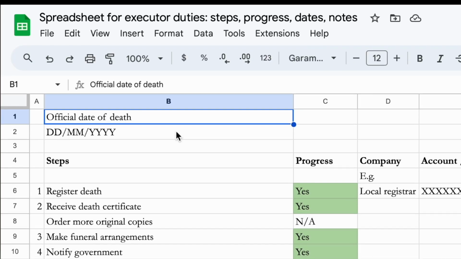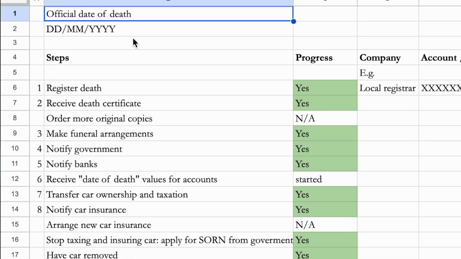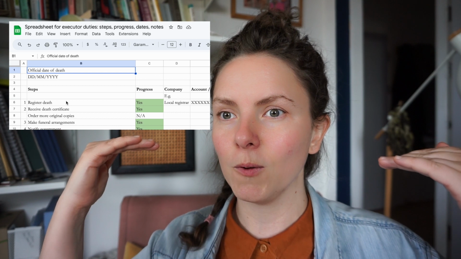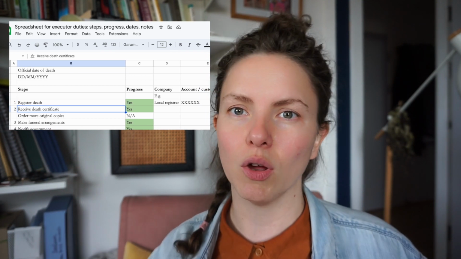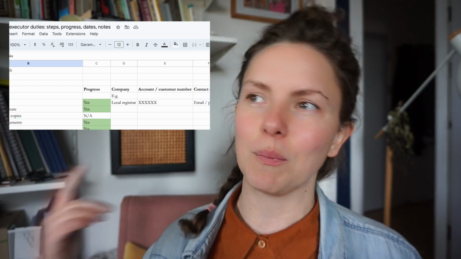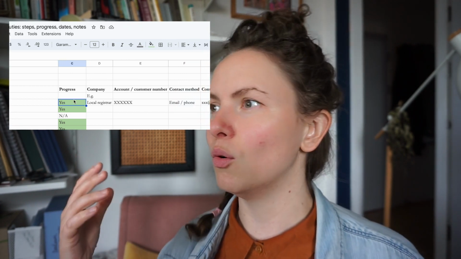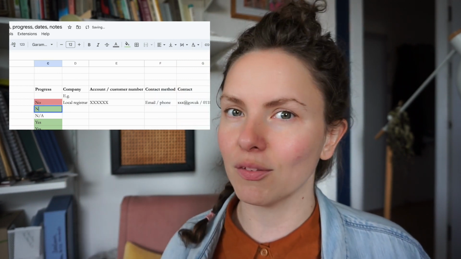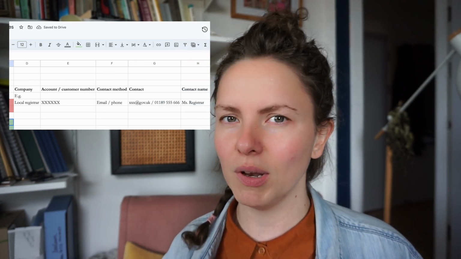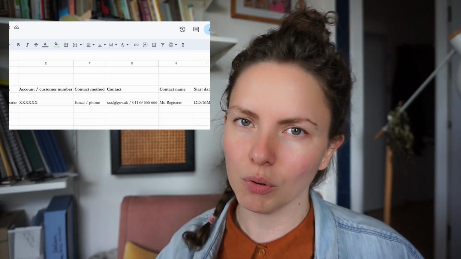Because I didn't really know what I was doing, I also made a spreadsheet for all of the major events. Then also each of the companies that I got in touch with. Because the thing is, you think you might just get in touch with a bank or a pension fund or a utility company just once. But actually what ends up happening as an executor or an administrator is you contact them multiple times.